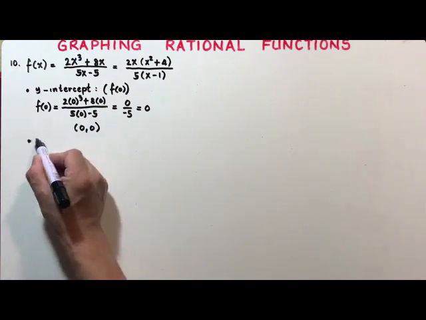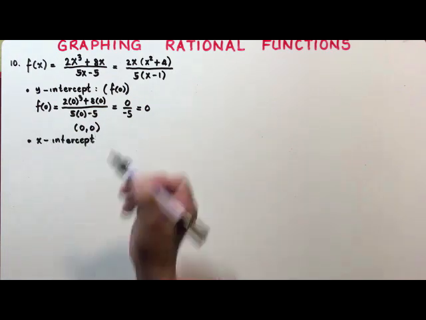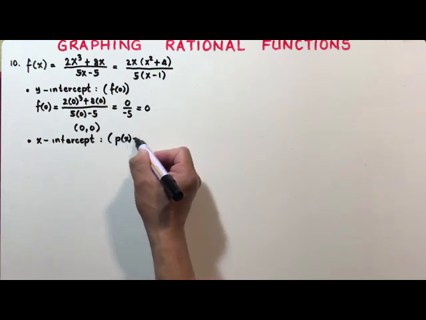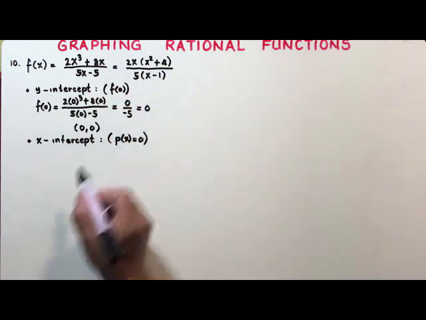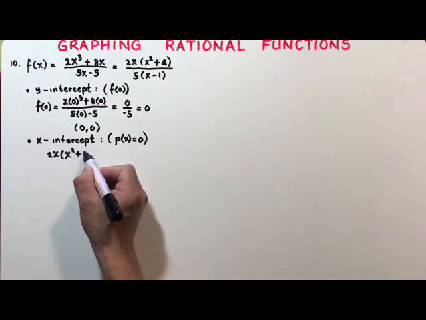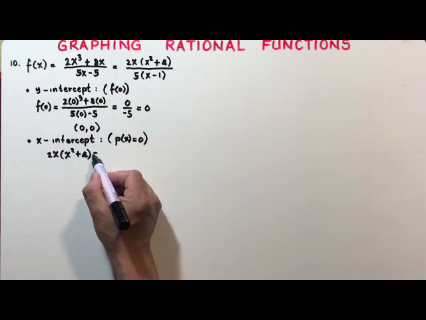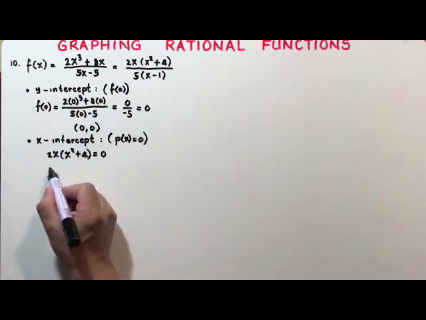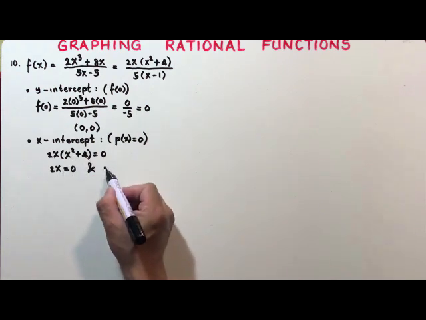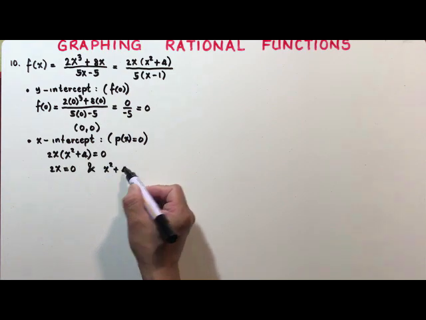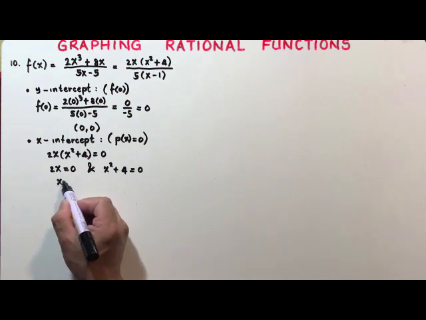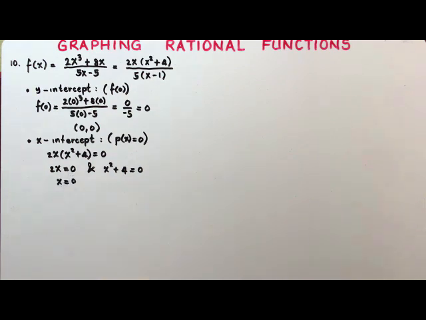Now, looking for the x-intercept, we need to set the polynomial of our numerator to 0. Now, our numerator is 2x times x squared plus 4, and equating this one to 0, we have 2x is equal to 0. And the other one, x squared plus 4 is equal to 0. So dividing both sides by 2, we have x is equal to 0 because 0 divided by 2 is 0.